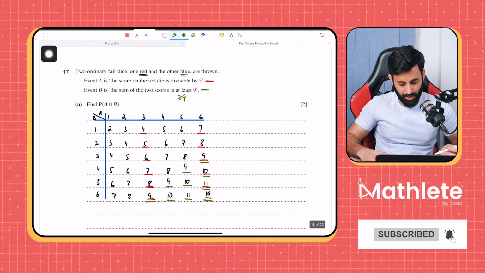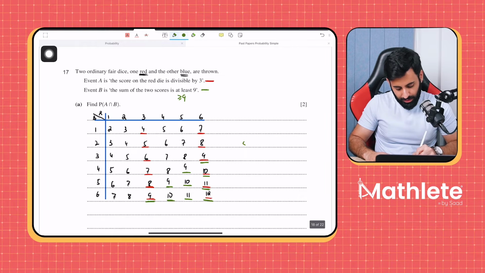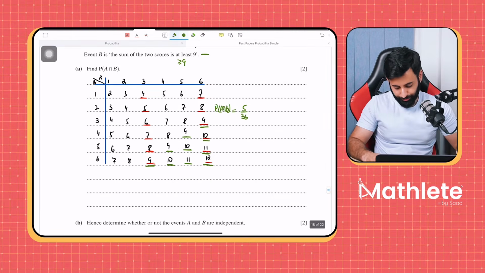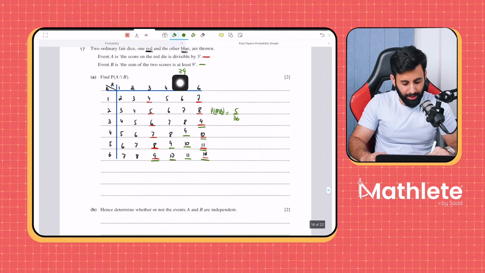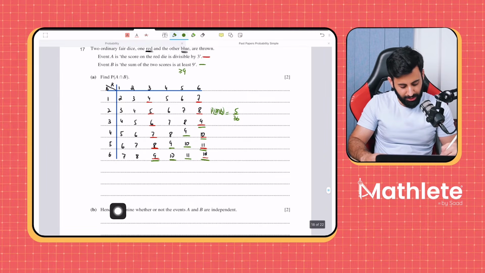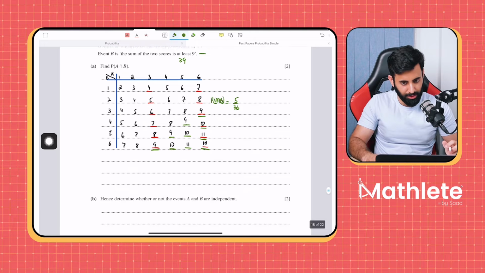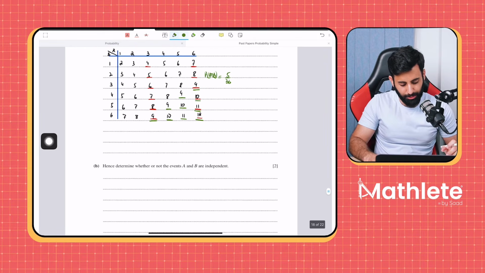Does that answer your question, why we're doing a sample space? Yes, that's why we're doing a sample space. Now, you may be thinking, why did we do so much working for just a 2-mark question? Well, we've done the working for part B as well. How? Let me show you.